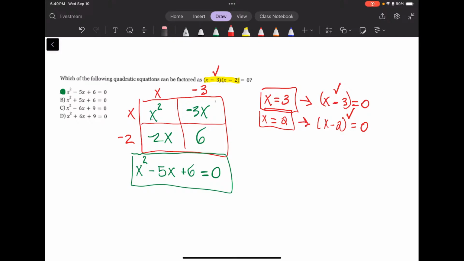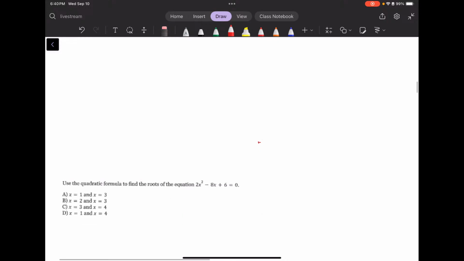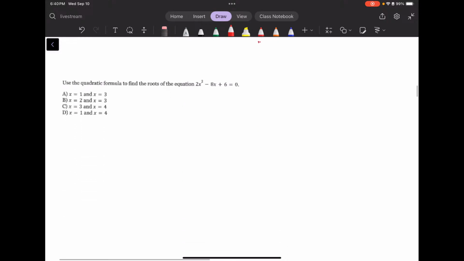So if they give you it as a binomial expression, x minus 3, or if they give you the actual zero, x is equal to 3, just understand how to get back to the binomial and how to multiply to get the full quadratic equation. All right. Let's go on to the next one.